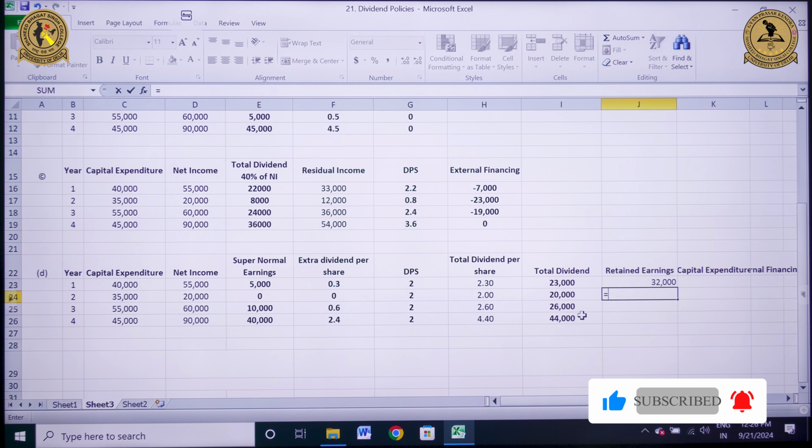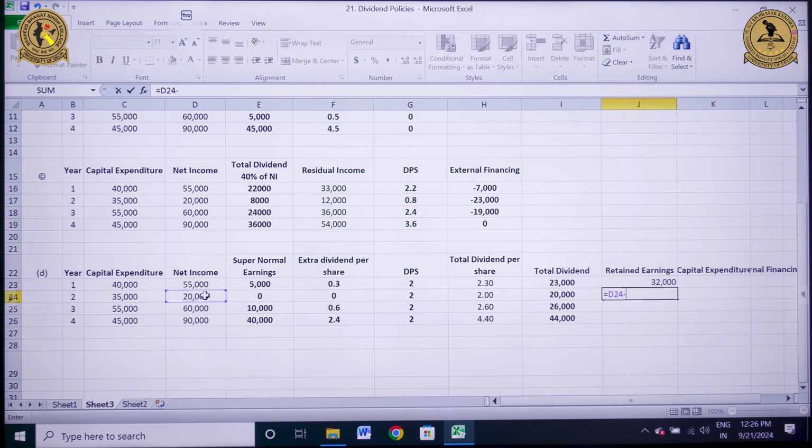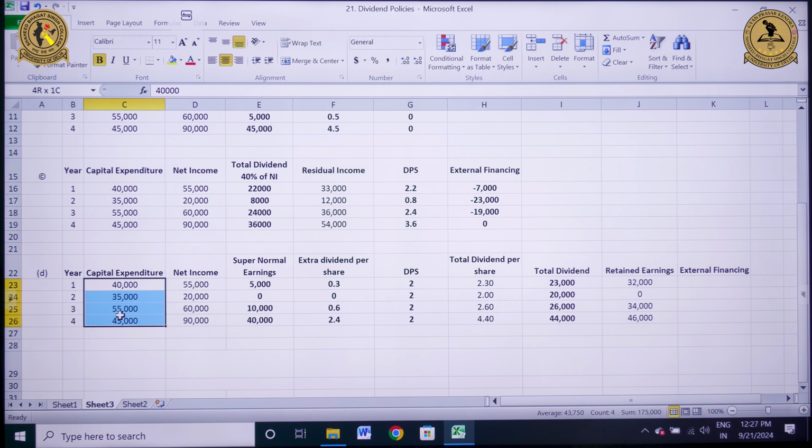Similarly, in year 2, net income minus total dividend comes out to be 0. In year 3, the net income is 60,000 and the total dividend is 26,000. So equals net income minus total dividend, which comes out to be 34,000. And finally, in the last year, net income is 90,000 and the total dividend is 44,000. It comes out to be 46,000. Now the capex requirement has already been specified.